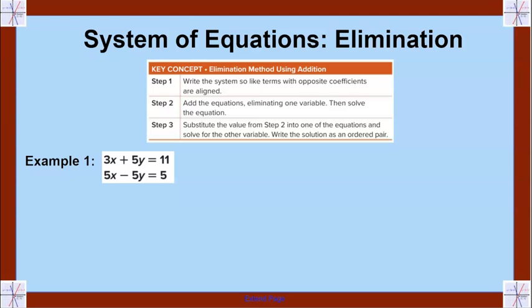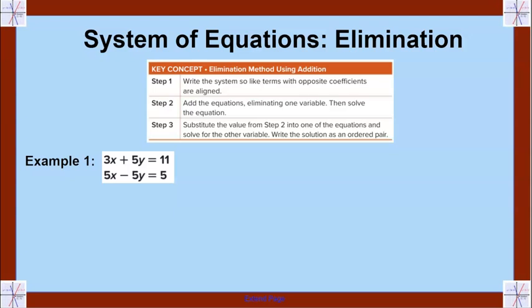Step 1, you're going to write a system so like terms with opposite coefficients are aligned. What that means is, if you look at our example here, I have 5y, a positive 5y, and a negative 5y in the other equation. The reason why that is important is so that you can eliminate one of the variables.